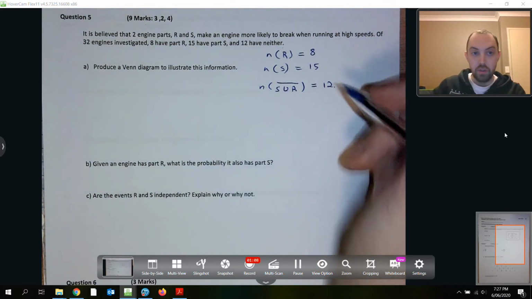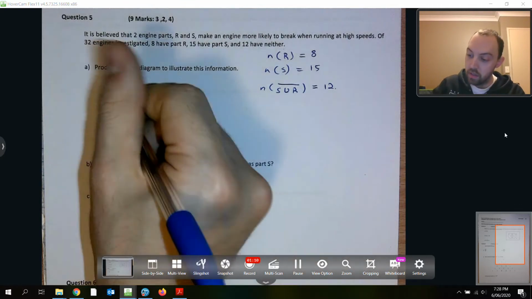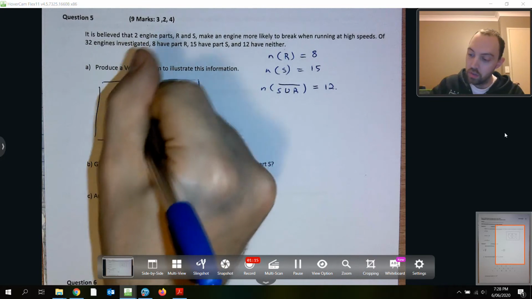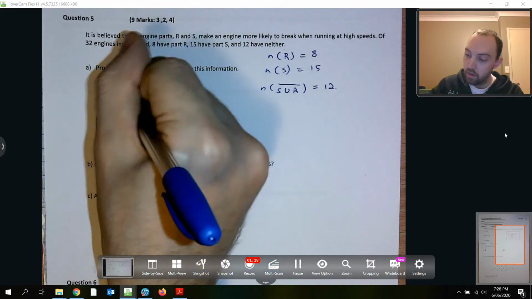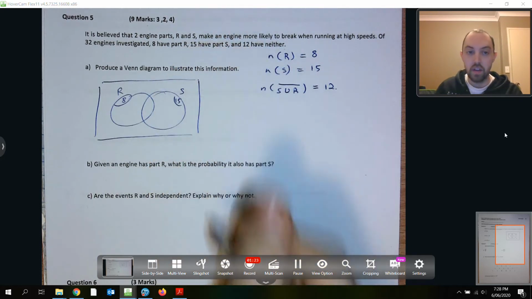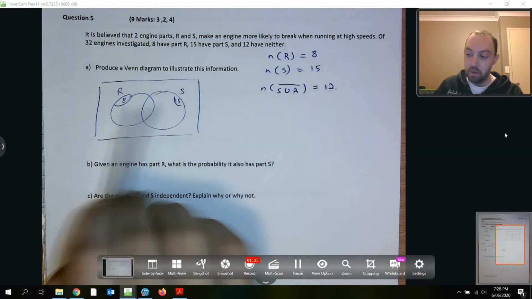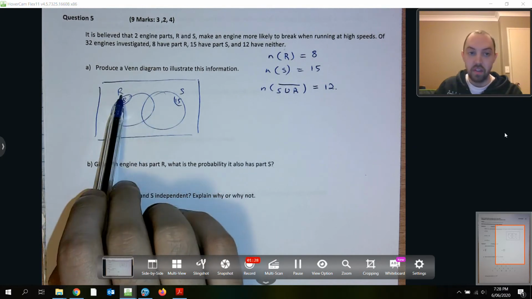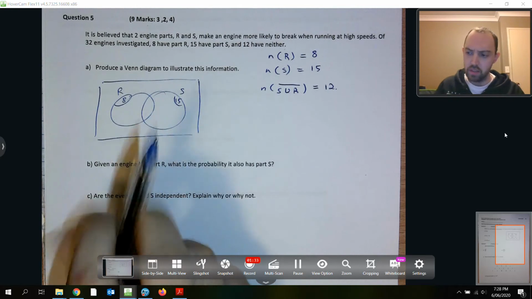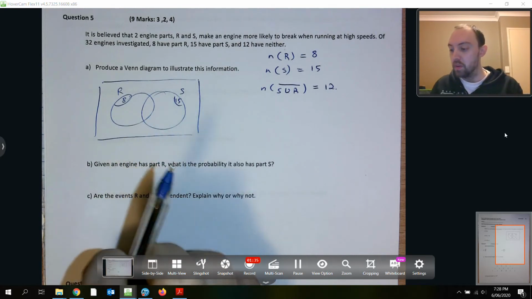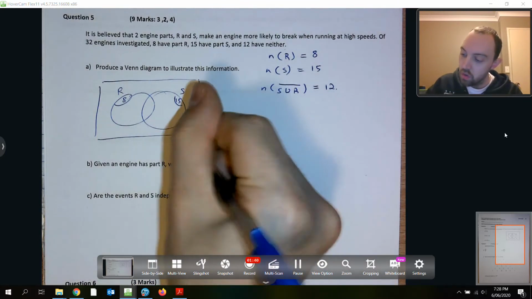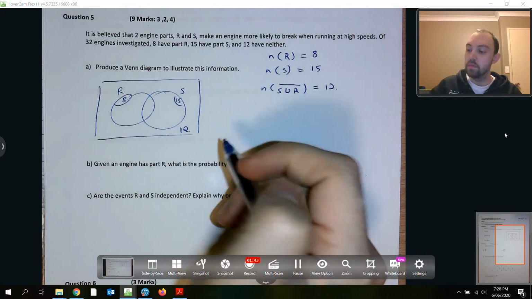Part A says produce a Venn diagram to illustrate this information. So for the Venn diagram, probably good to do the universal set here. And then we're going to have R and S. We know that there's 8 there, 15 there. I do these little bubbles in the corners to indicate how much there is in the entirety of the circle. Whether that's useful or even correct, I'm not 100% sure, but that's what I do to keep track of it.